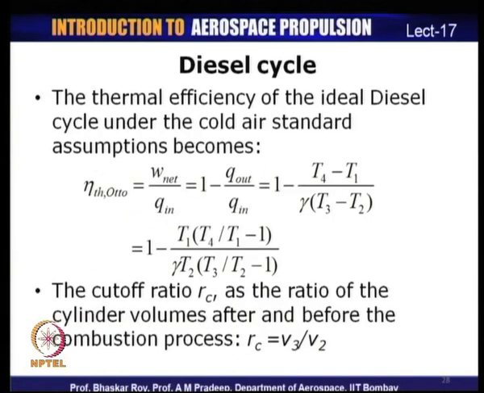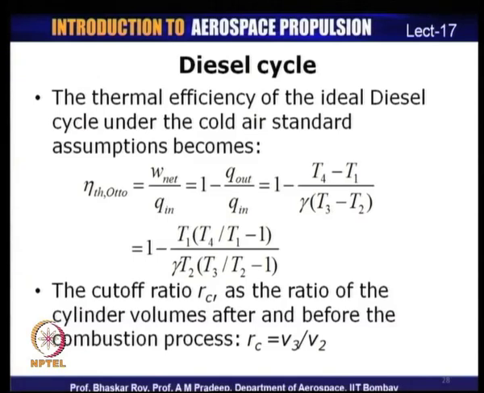So, thermal efficiency of an ideal diesel cycle is basically W net by Q in, which is 1 minus Q out by Q in, which is equal to 1 minus (T4 minus T1) by gamma times (T3 minus T2). And this gamma has come because we have Cv in the numerator and Cp in the denominator. So, it is Cp by Cv, which is gamma.